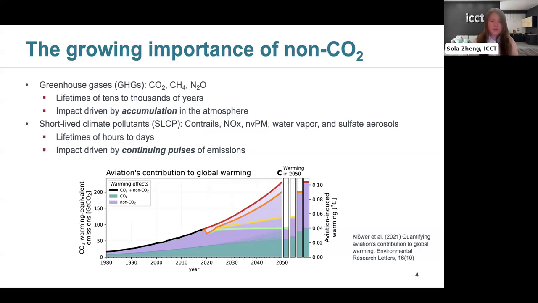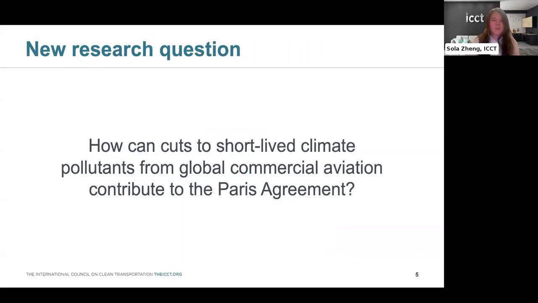Therefore, we really see this as an opportunity to complement the CO2 reduction technologies that I just described. And we designed this study to answer this specific question, which is how can cuts to short-lived climate pollutants from aviation contribute to the sector's alignment with the Paris Agreement?